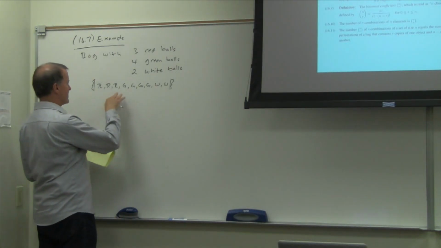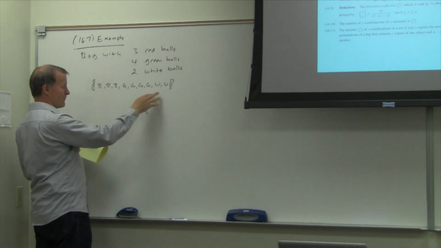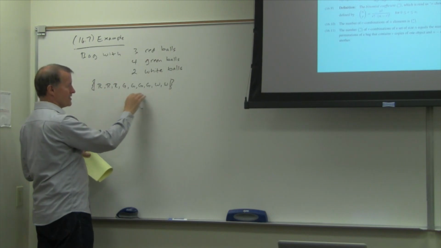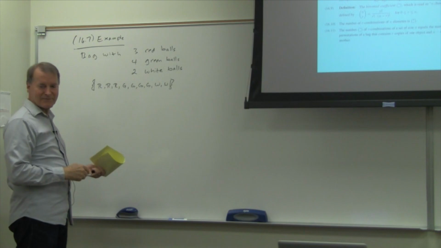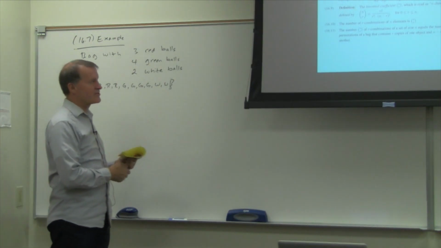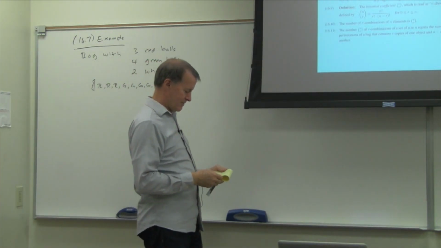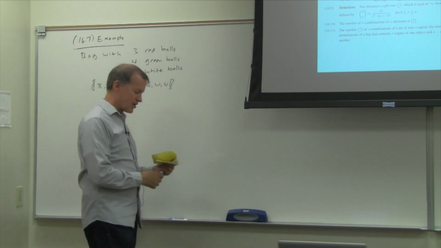And furthermore, because this is not a set, if this was a set, this would be the same as just R, G, W. Because it's a bag, you can have duplicates. So that's why we use it. The question is, how many ways can you line up the balls?